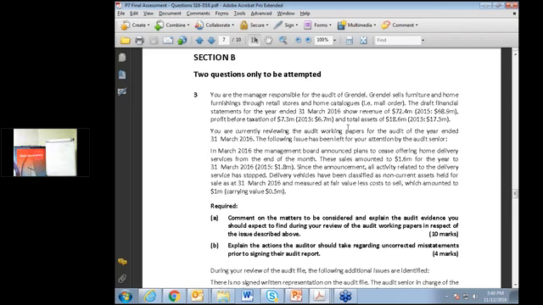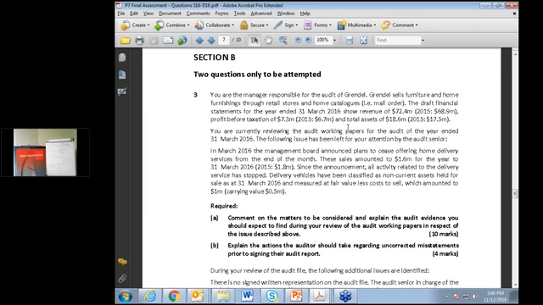Now, what was question 3 all about? It was on matters to consider and evidence expected to be found in your file. And then there was a 4-mark part B, the action that should be taken regarding the uncorrected misstatement prior to signing your report, which basically required some level of knowledge of ISA 450, which is associated with uncorrected misstatements in the financial statements.